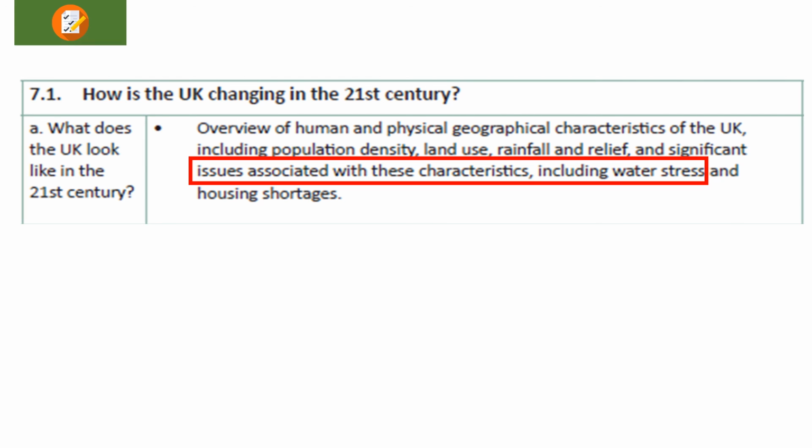Well done, geographers. We're now at the end of this section. So far in this unit, we have talked about an overview of human and physical geography characteristics. We've looked at population density, we've looked at land use, we looked at relief rainfall, and we've looked at the issues associated with these characteristics, and so far we've looked at water stress. Well done so far. We're going to move on to booklet 2 next.